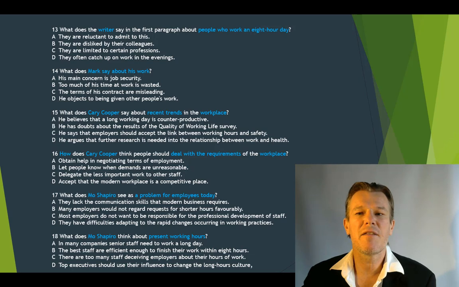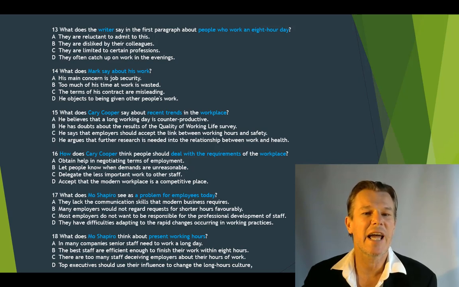So 14 we have Mark say about his work. When we scan the reading text, we're most probably going to look at paragraph 2, and we're lucky here because they've given us a name, Mark, and this is very easy to scan for. So when they give you names in the exam, this is a big advantage because we know what to scan for. However, if we're not given a name, then usually the words in the STEM question are going to be synonyms in the reading text. So we'll be scanning for synonyms. So names really do help us.